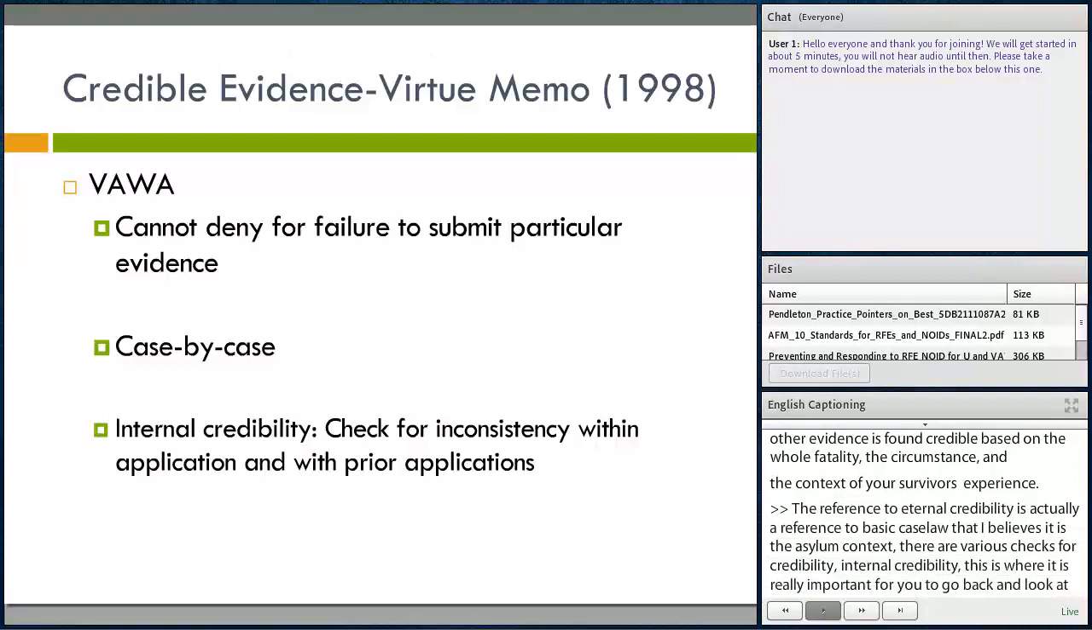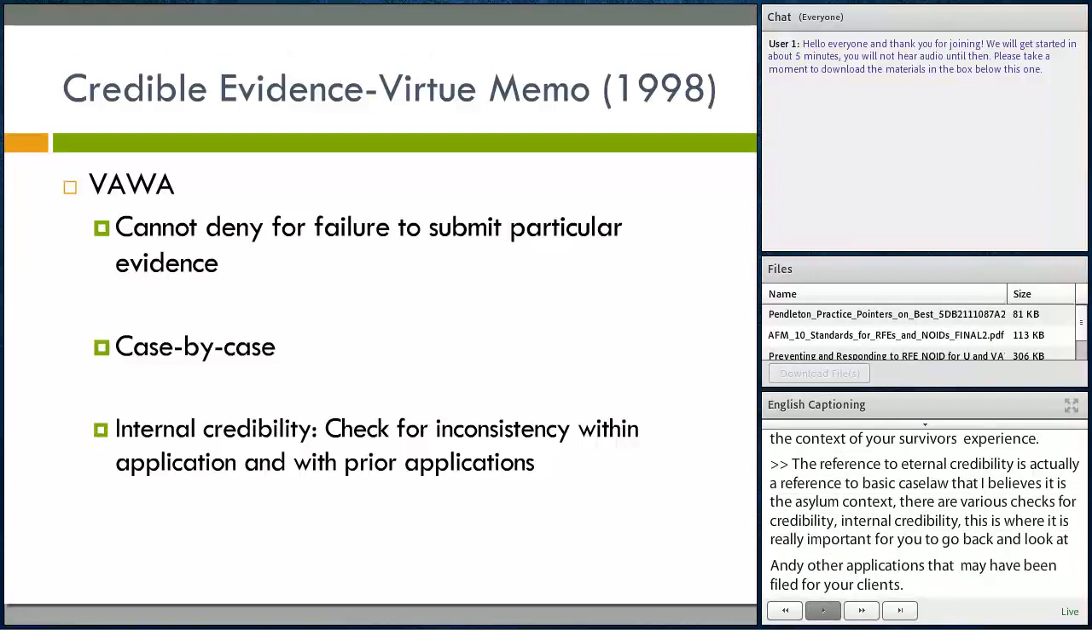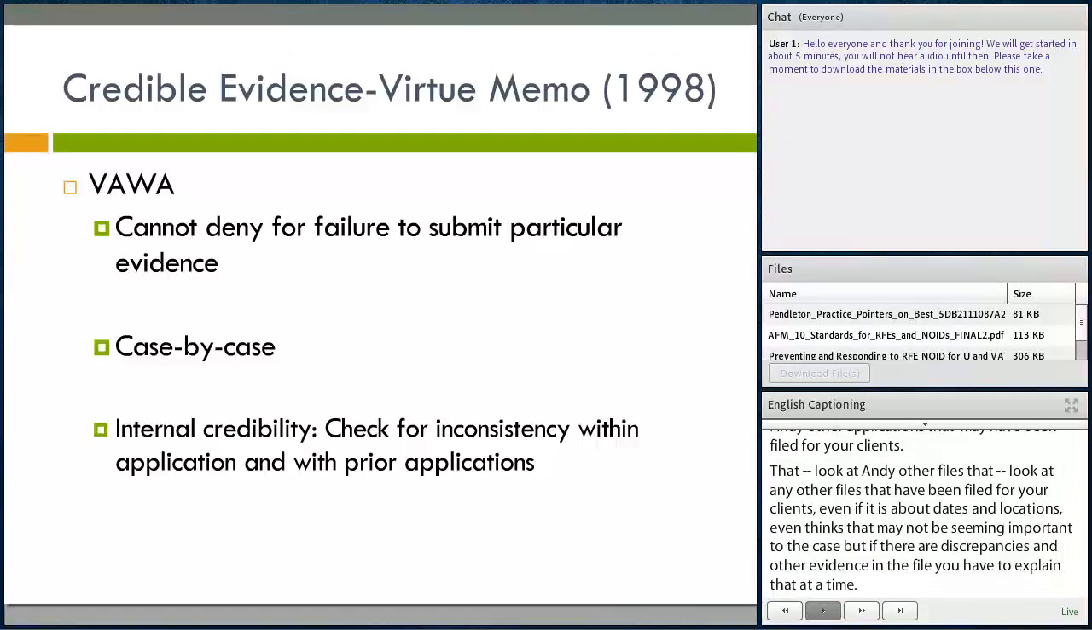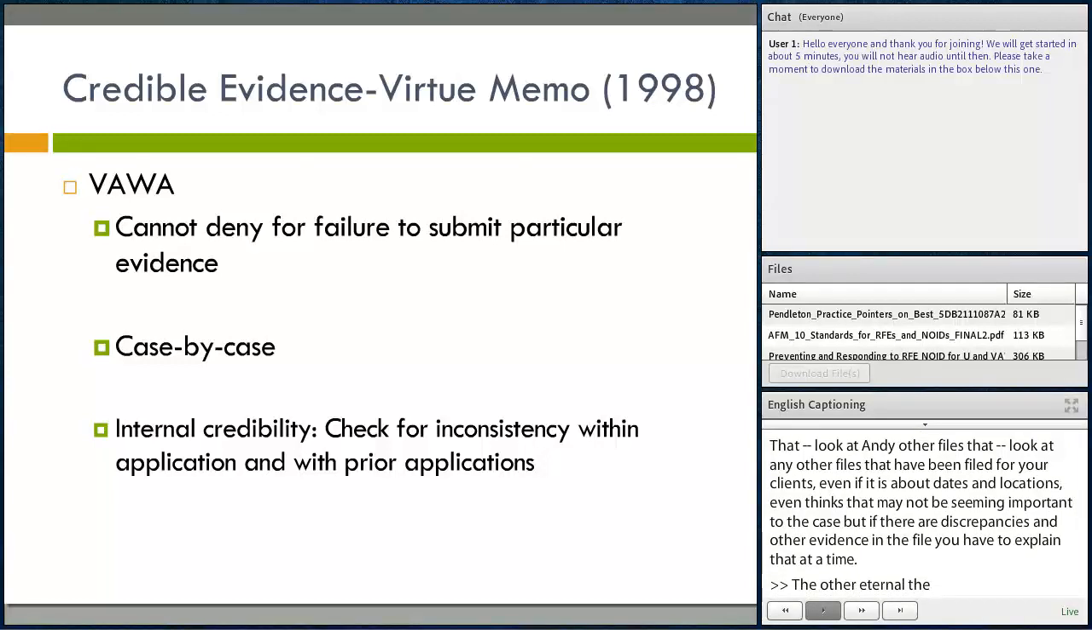Not only within your own documents, like is your survivor saying something in her declaration, even if it's about dates and locations and things that don't seem like they're really that important to the case. If there are discrepancies between that and other documents in your file, you're going to need to explain them ahead of time. The other internal credibility check you want to do, once you've done that, is check that internal credibility against any other files that were filed for her. And you'll often find discrepancies. It may be in minor things again, but don't assume those won't matter to them.